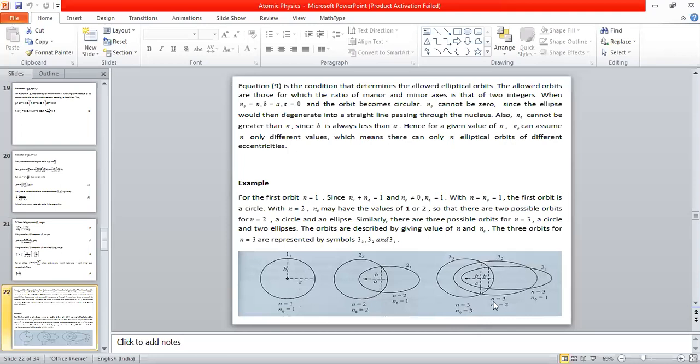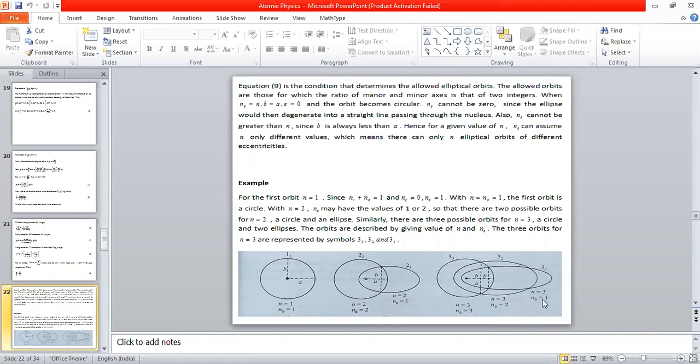But if I go to the case of n is equal to 3 and nφ is equal to 2, it is ratio 2 by 3. I am telling the ratio nφ by n is 2 by 3. It's less than 1. So therefore it is an ellipse. This is the ellipse. Okay, 3 2 is coming, look. This is the ellipse.